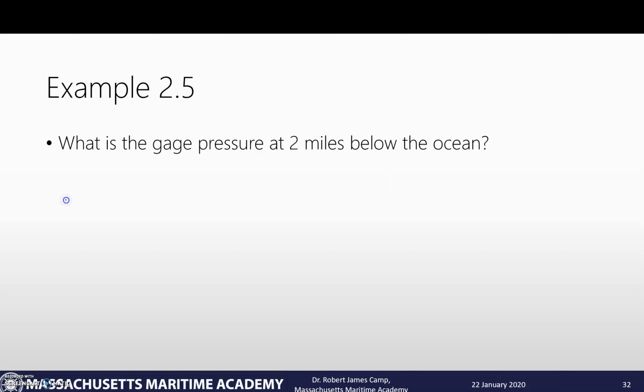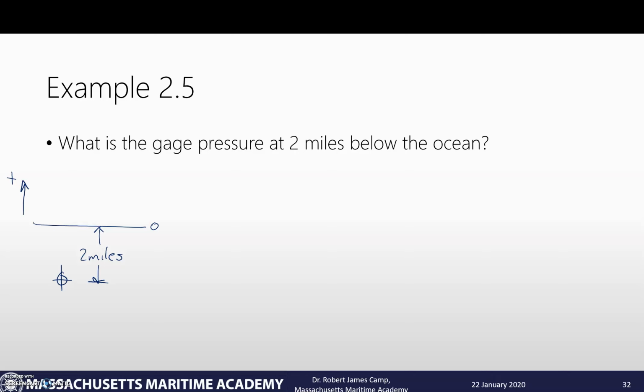What is the gauge pressure 2 miles below the ocean? Let's draw a quick little free body diagram. There's the surface of my ocean. Remember, positive z direction is up. I am 2 miles below that. And the surface, we'll declare the surface of our water to be 0.